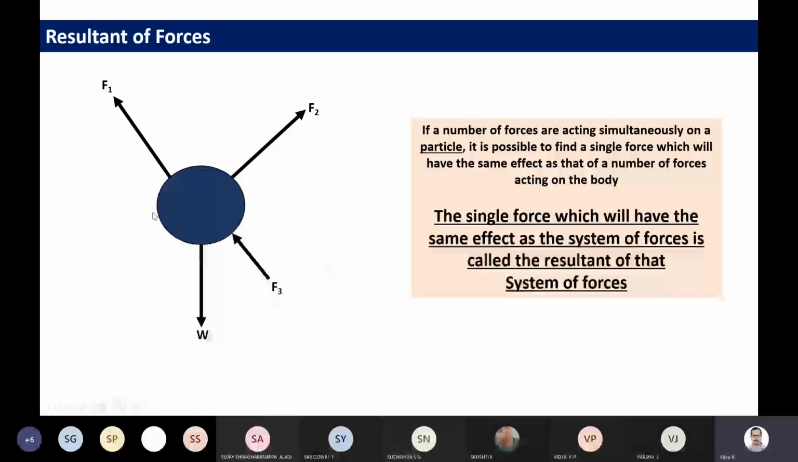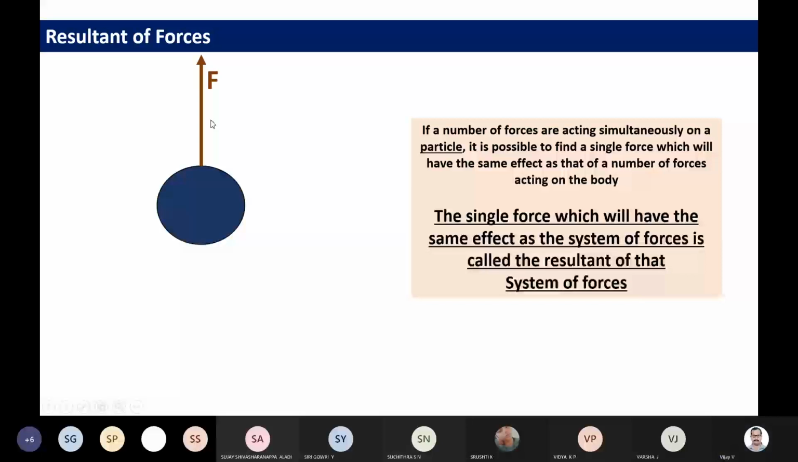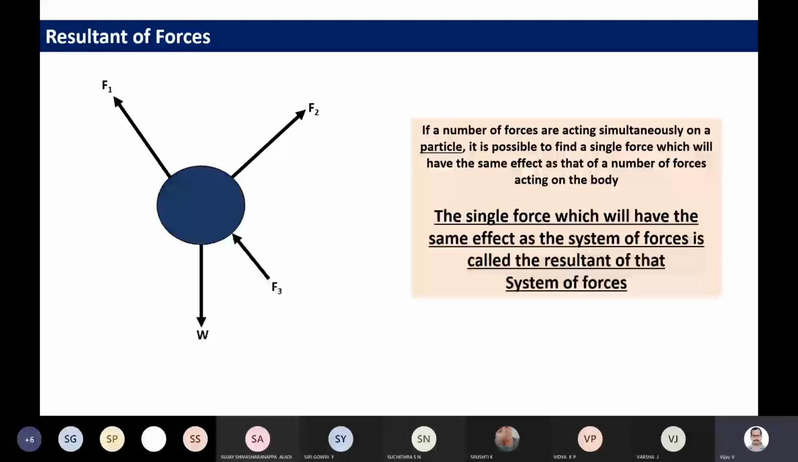So considering this scenario, you can resolve all the forces acting on this particular particle and come up with a resultant force. So how can you achieve this particular resultant force? How can you find this resultant force? By the basic principles of engineering mechanics, from whatever knowledge that you have now, how can you find this resultant force? You have all these forces. How do you arrive at this force?